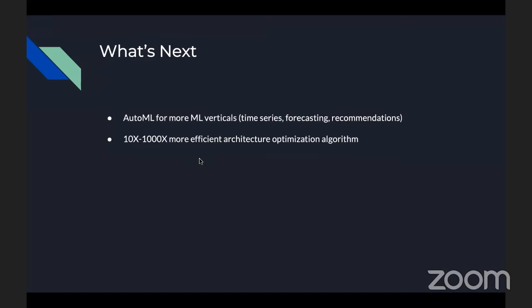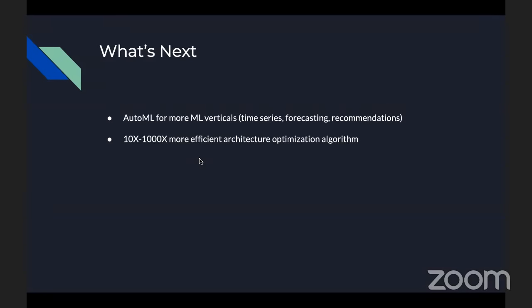And also, like I mentioned before, the architecture optimization algorithm or the controller algorithm is still very inefficient. So we are doing a lot of research, trying to make it 10x, even 1000x more efficient. Then maybe one day, we can afford to do the end-to-end search directly on the customer task or the real-world task.